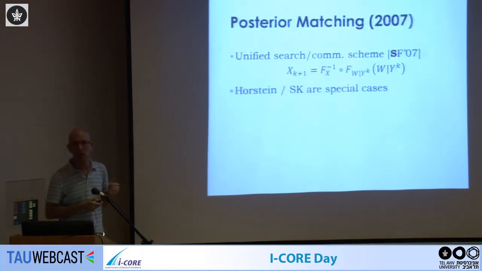Fast forward 40 years, we were looking at trying to prove the Horstein conjecture. And we realized that there is one unifying principle that connects those two schemes and gives you a scheme that operates for any memoryless channel. This was termed the Posterior Matching scheme. And the idea is very simple. This is what you send or ask at the k+1 instance.